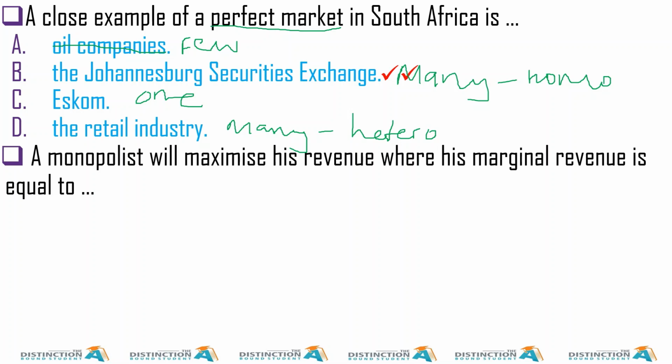A monopolist will maximize his revenue. Okay, here you must be careful because if you make a mistake, you are going to read this because you are used to that question. The minute people see the word maximize, they think about maximizing profit. And also this is going to trick you because this one says MR, marginal revenue. And we all know the rule, right? You maximize your profits where marginal revenue is equal to marginal cost. But this is a different question.